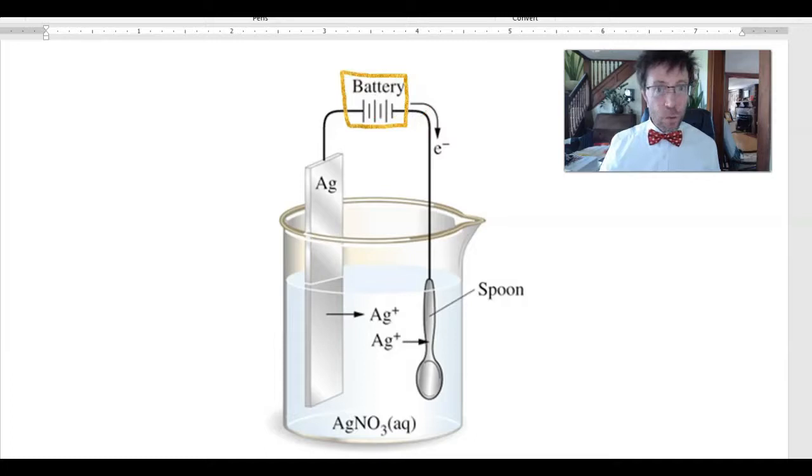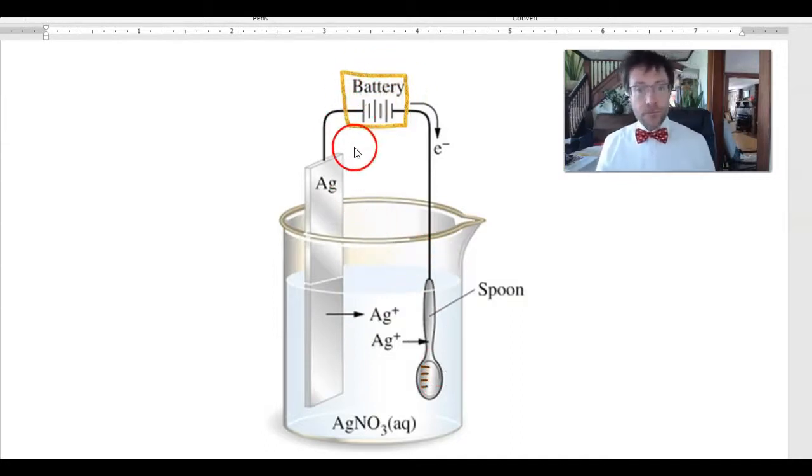So here's what happens. The battery is an electron pump, and it's going to pump electrons into here. That means this spoon is going to gain a whole bunch of negative charge. Now, where do these electrons come from? They come from this silver bar. This is how silver plating works. We have a big hunk of silver, a solution with silver ions, and a spoon. We have a silver-plated spoon. It's literally how they make a lot of silver cutlery.